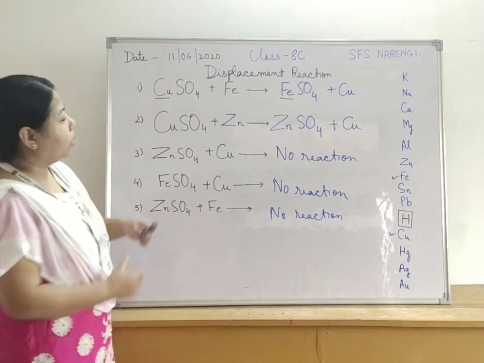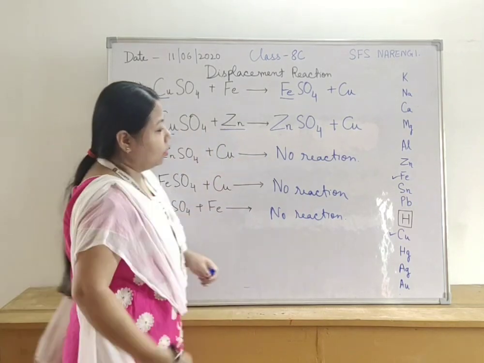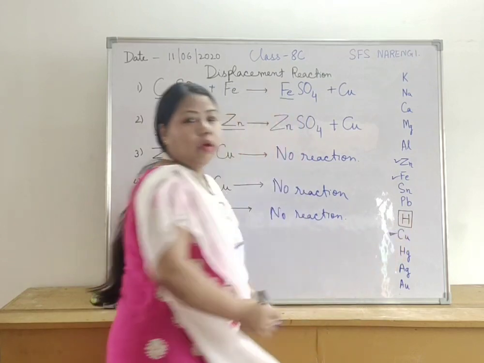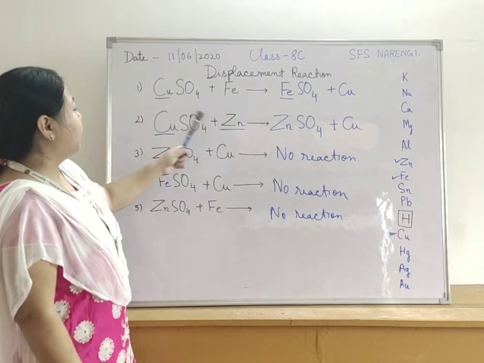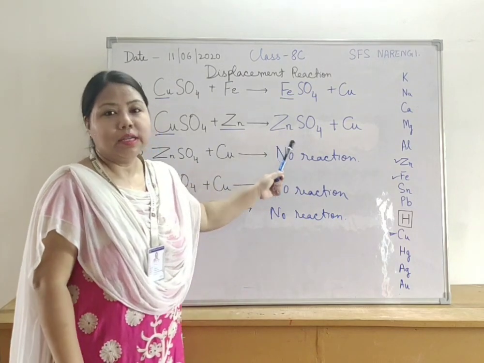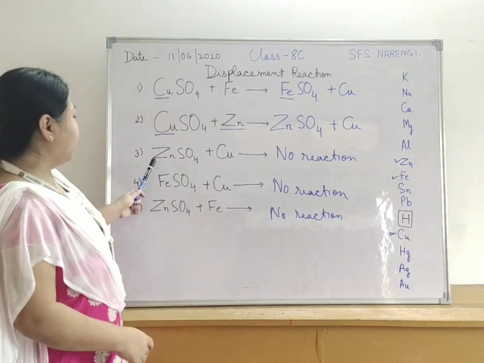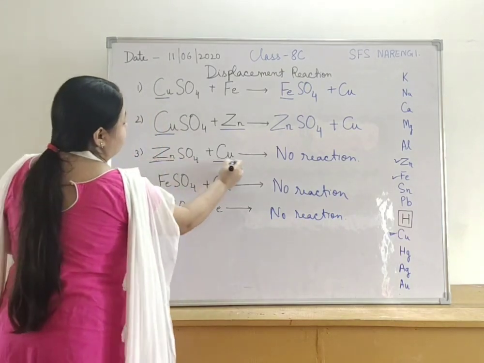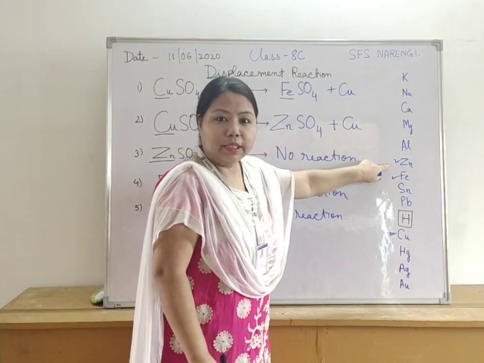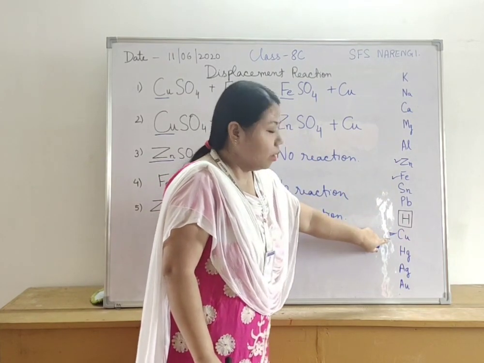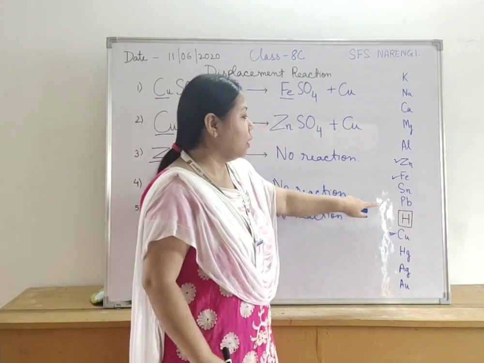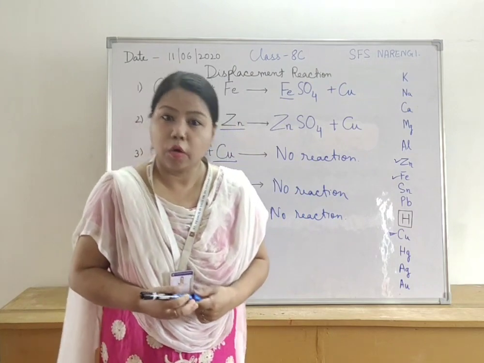Similarly, in number 2, copper and zinc. You will find that zinc is placed above copper. So zinc is able to replace copper from copper sulfate solution and it will form zinc sulfate. In the third case, zinc is placed on top and copper is placed at the bottom of the list. This means that zinc is more reactive than copper.